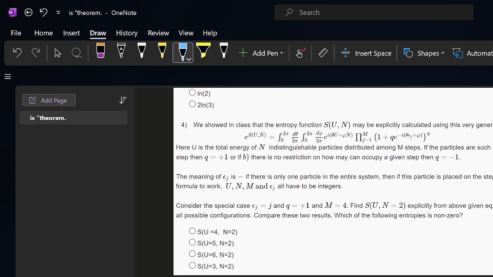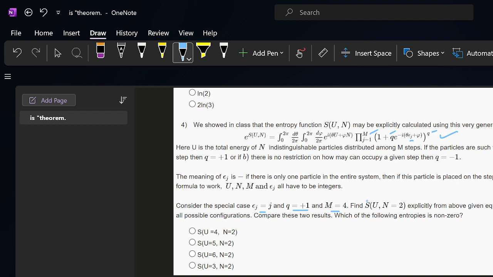So let's say we take question number 4, where this formula, the entropy function, is already given in the lecture resources. What is told here is that in this expression you have to set the values of epsilon j, that means the energy of each level, as j, q equal to plus 1 because that is for fermions, and M equal to 4, that means you have four levels.